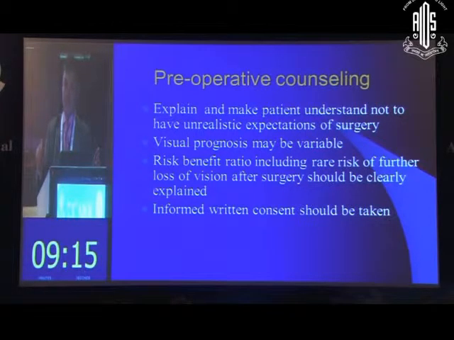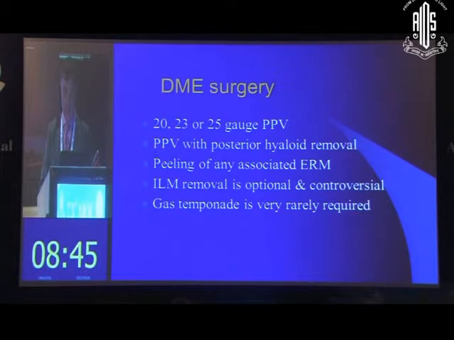What is very important, I think, is to explain and make the patient understand not to have unrealistic expectations of the surgery. This is very important. You must have a dialogue. It's not like doing surgery for a simple epiretinal membrane or so many other things. The visual prognosis may be variable. The risk-benefit ratio, including the risk of further loss of vision after surgery, should be clearly explained. It may be minor, but still it can happen. And informed written consent is to be taken.